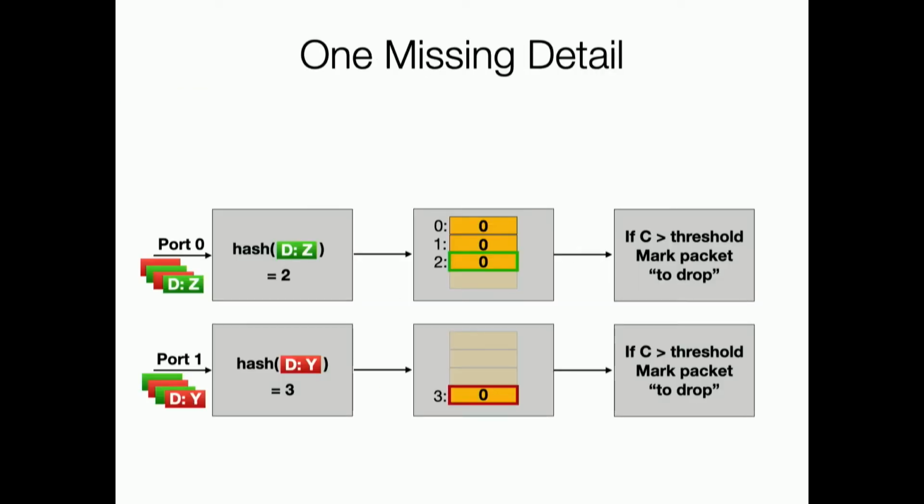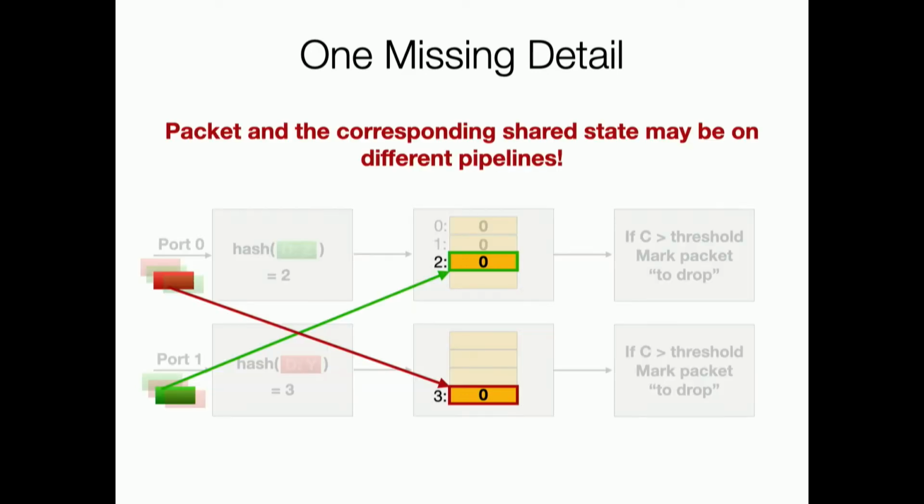So there is one missing detail, though. What happens when packets arrive on different ports and the state that they want to access is sitting on a different pipeline? This is something that we did not discuss so far. So what do you do here?